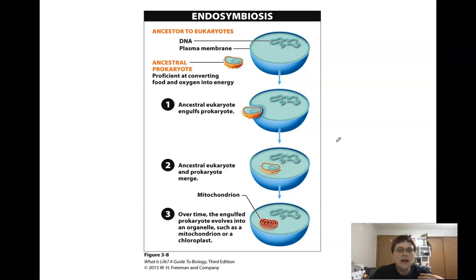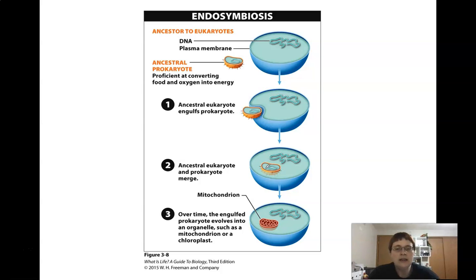Back in the day when these cells were all roaming around, we had an ancestor to eukaryotes that had linear DNA, so you can see it's a string. It probably didn't have a nucleus yet. That came later. But cells ate each other all the time, just like they do today. And so the ancestral eukaryote engulfed an ancestral prokaryote, in this case one that was really good at taking food and oxygen and making it into energy.